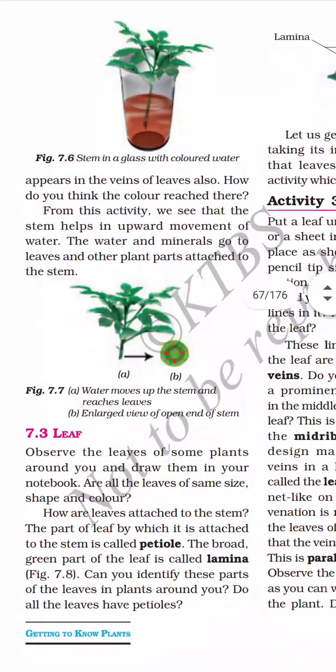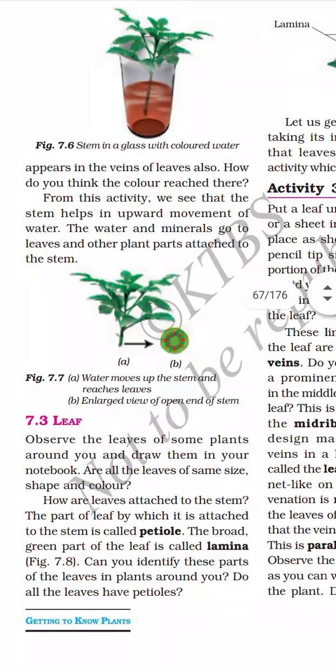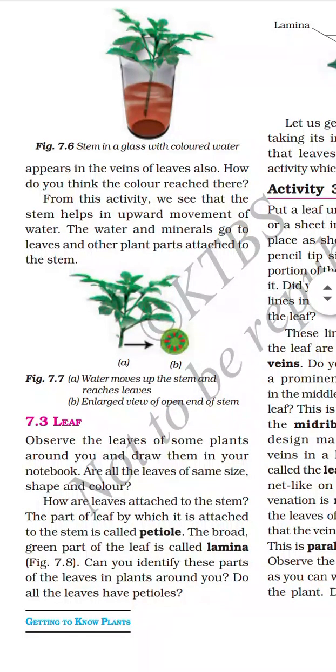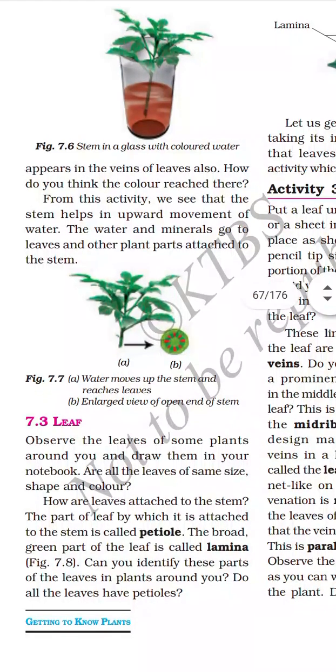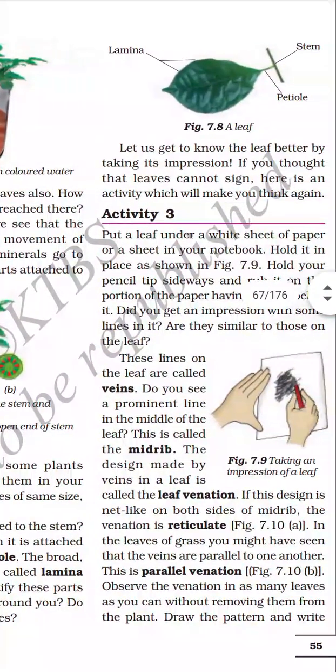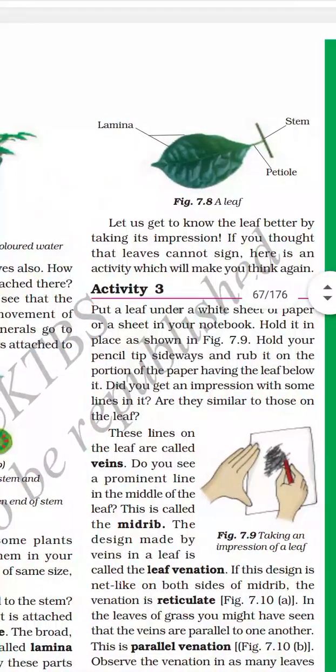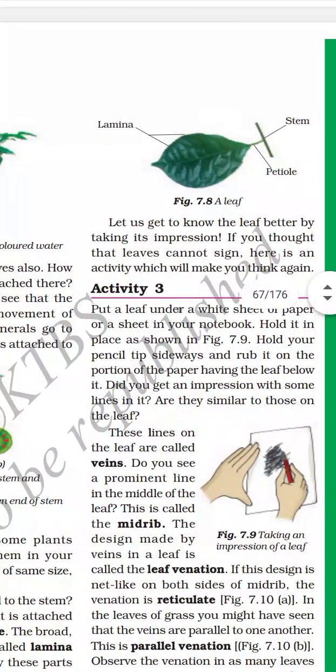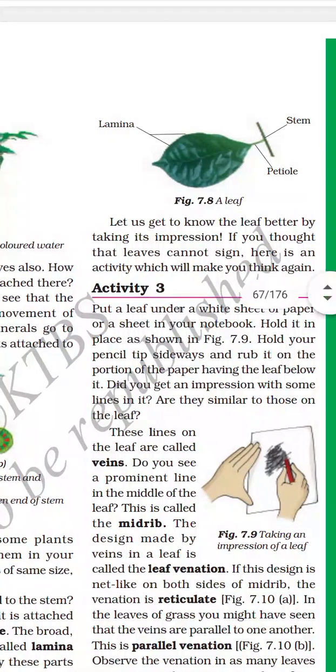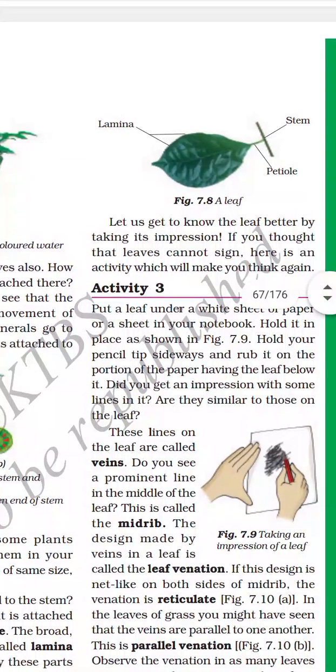Next is leaf. The part of the leaf which is attached to the stem is called petiole. The broad green part of the leaf is called lamina. See the lamina and petiole. The lines of the leaf are called veins. The middle prominent line is called midrib.